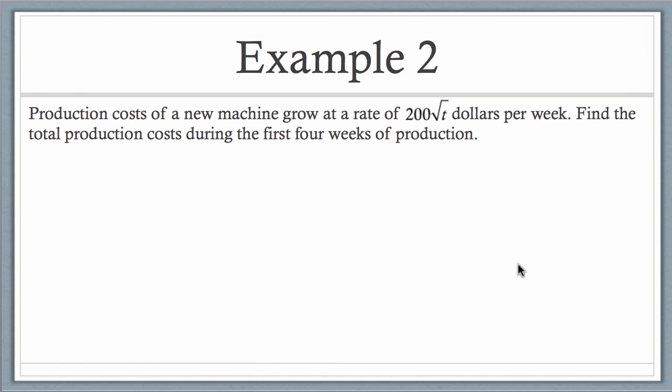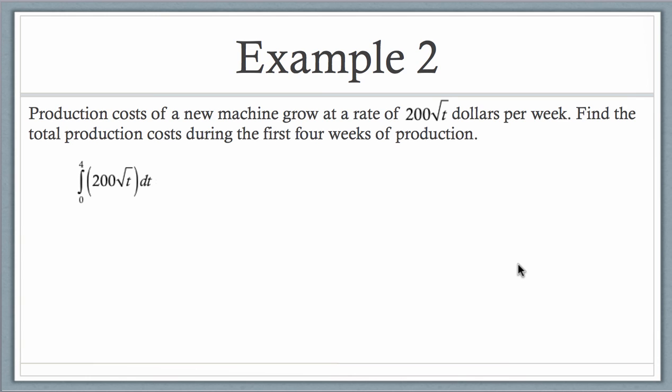So what we would do is we would find the cost function by taking the antiderivative of this rate, right? Because this rate here, this 200 the square root of t, that's my instantaneous rate of change. That's my first derivative. How do I undo a derivative? I take the antiderivative, or I take that indefinite integral. Now we have the tools to find production costs during a larger range of time. So I can find this cost during these first 4 weeks of production by using the definite integral.